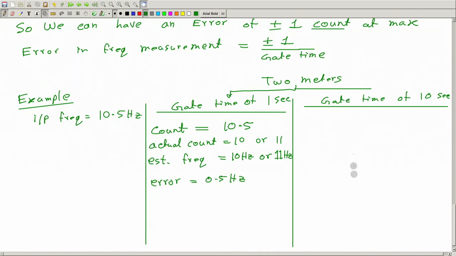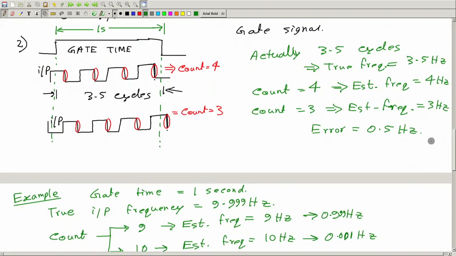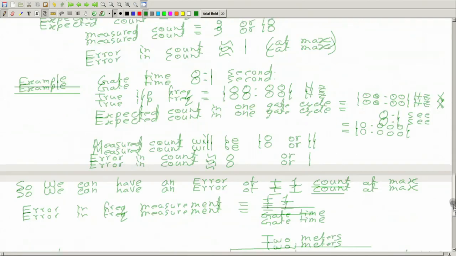And let's see in this case. In this case, the expected count in 10 seconds should be 10.5 multiplied by 10, which is 105. And the actual count is an integer, so it may be possible that we will get exactly this value. But if an edge lies exactly on this boundary, there is a chance of missing it. So we may still have an error.